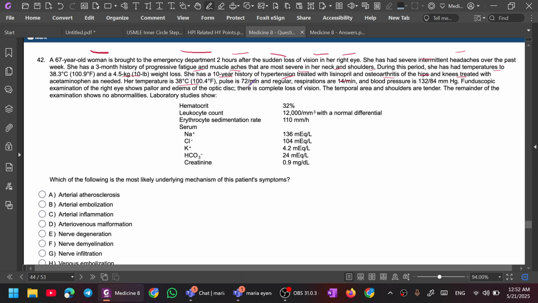Temperature is 100.4 degrees Fahrenheit, pulse 72, regular, respiration 14 per minute, blood pressure 132 by 84. Fundoscopic examination of the right eye shows pallor and edema of the optic disc. There is complete loss of vision. The temporal area and the shoulders are tender. The remainder of the examination is normal. Labs: hematocrit 32%, leukocyte count 12,000, ESR 110, sodium 136, chloride 104, potassium normal, bicarbonate normal, and creatinine is okay. Which of the following is the most likely underlying mechanism of this one?